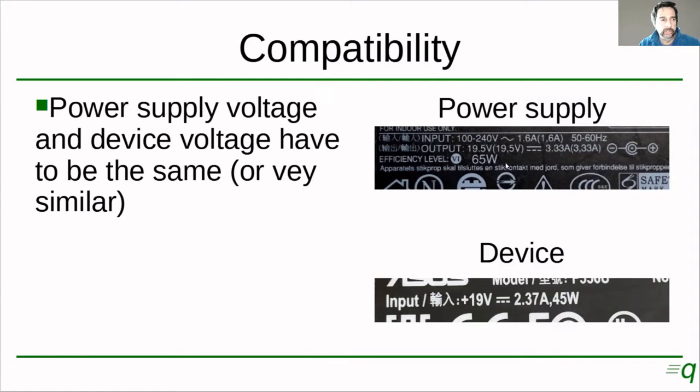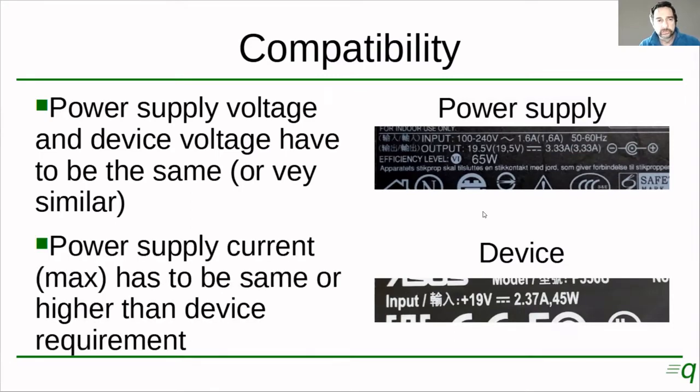So what do we have here? We have 19.5 and 19 here. Those are very, very similar. So I would say from a voltage point of view, we're good to connect. The other thing we have to verify is that the power supply current has to be the same or higher than the device requirement. This power supply can supply up to 3.33 amps. And this laptop requires for operation at least 2.37 amps. So these two devices, I would say they are compatible.